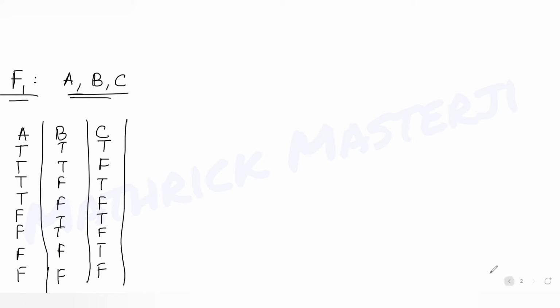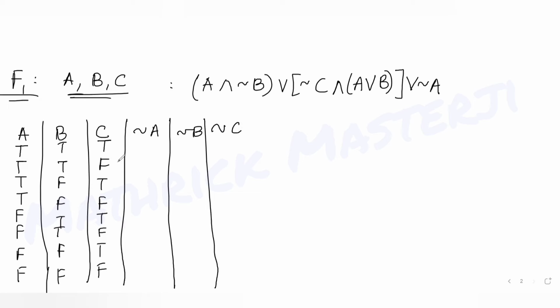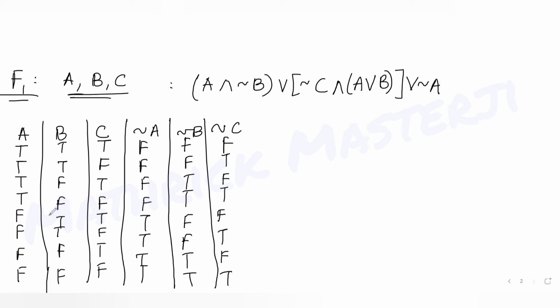Now, my statement F1 was given as A cap negation B, and that was cupped with negation C cap A cup B, and cup negation A. So we need negation A, negation B, and negation C also. Let's do that first. For negation A: F, F, F, F, T, T, T, T. For negation B: 2 times F, 2 times T, 2 times F, 2 times T. I'm just taking the opposites of A, B, and C. For negation of C, taking the opposites, you will have F, T, F, T, F, T, F, T.